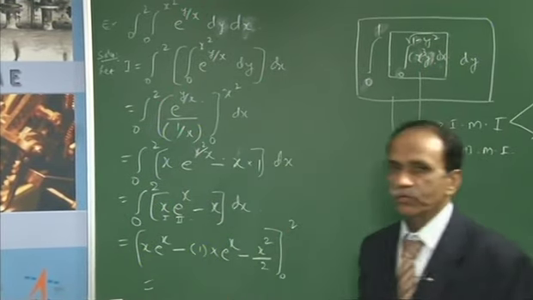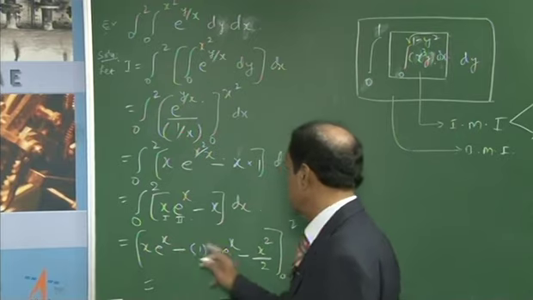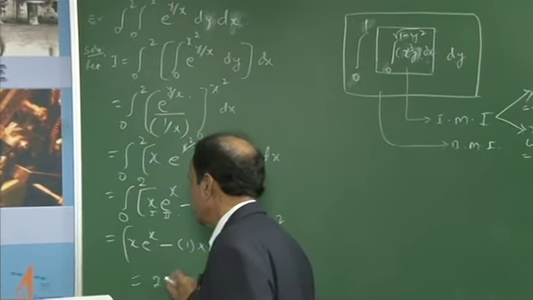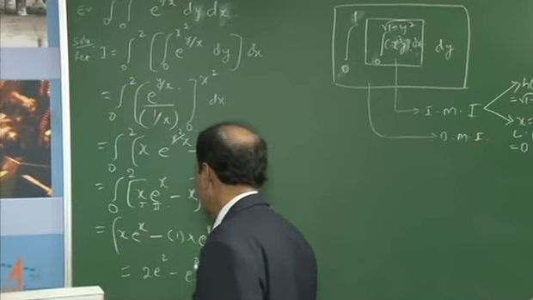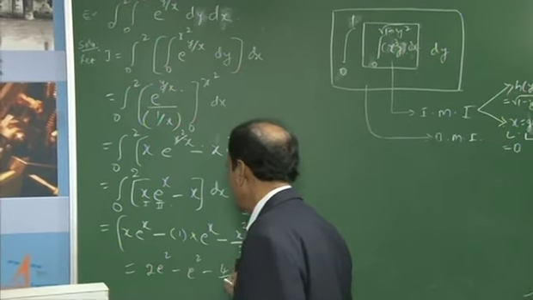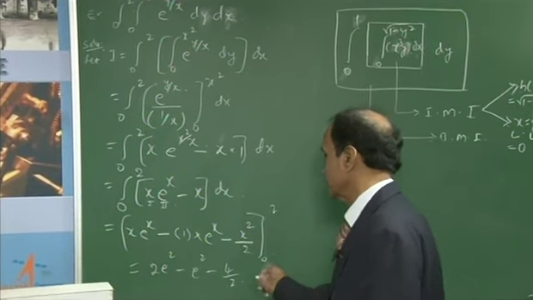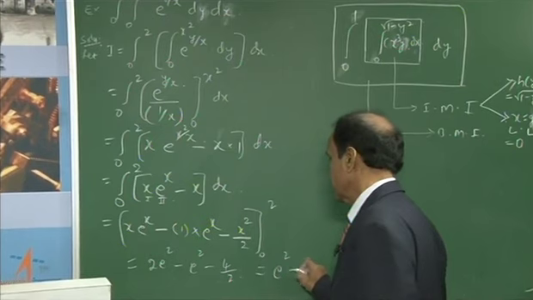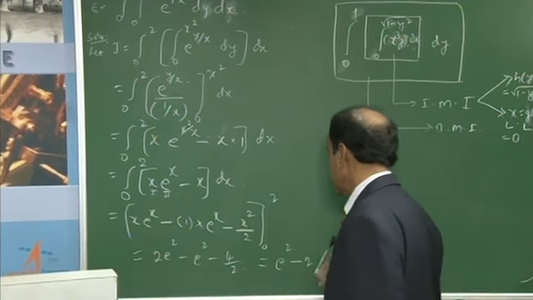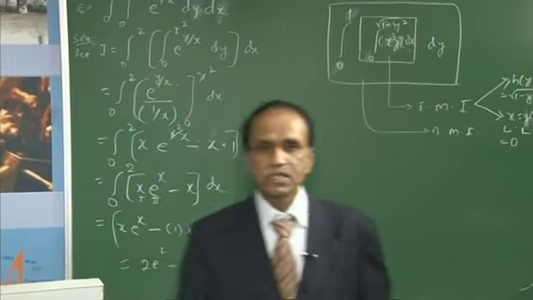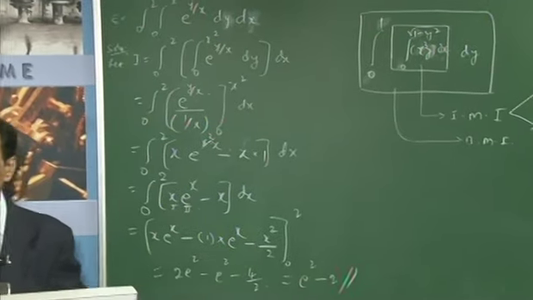Therefore, these terms will be defined between 0 to 2. Then you have to consider the upper limit: 2 into e to the power 2, minus e to the power 2, minus 4 by 2. This is your answer. Therefore, e square minus 2. This is the final answer. So, like this, problems will be there.